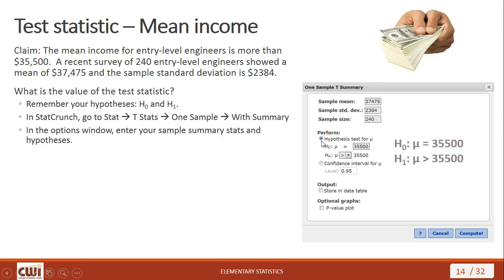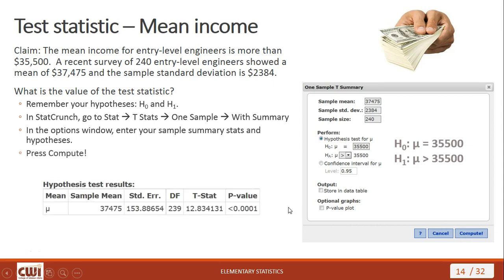We leave this radio button alone, this is the default, make sure it's for hypothesis testing, but we have to put in our claimed value, which is the 35,500, and then we have to select the proper inequality sign from this drop-down menu for our alternative hypothesis. So we make sure that that matches up, and then once we do that, we're all set to go. So we hit compute, and out comes the results, and the test statistic is always the next to last value in the results window. So here we have our test statistic, 12.83.